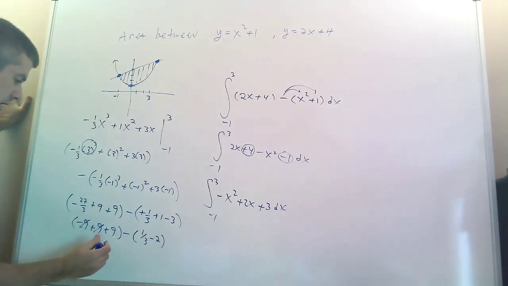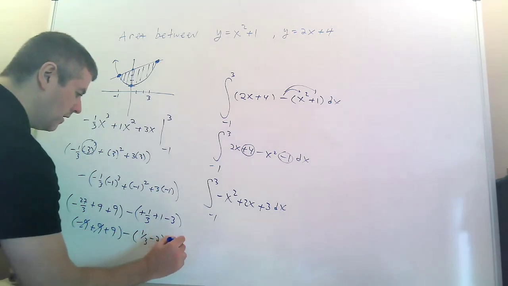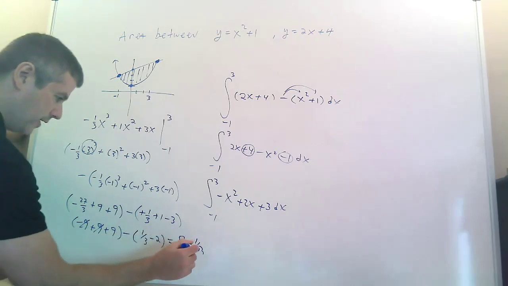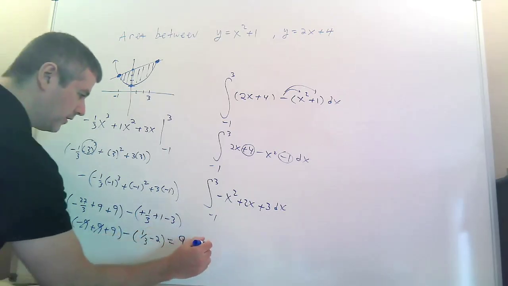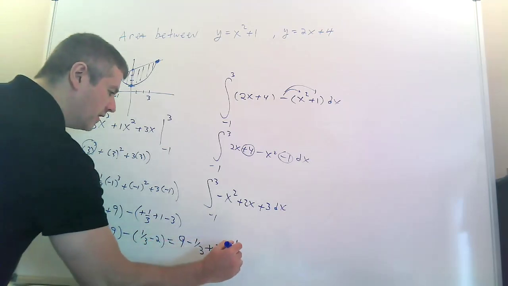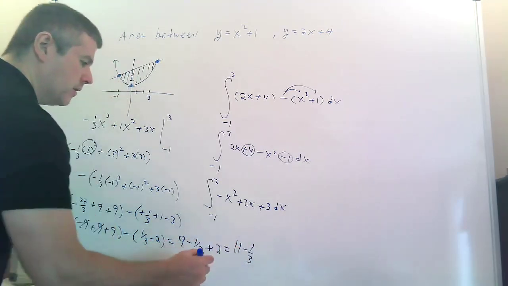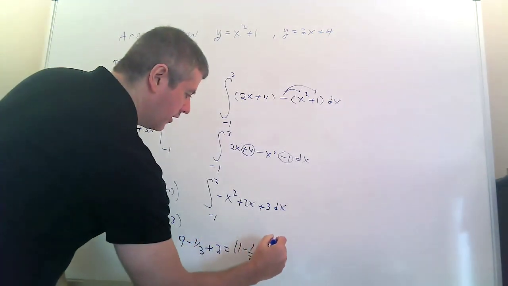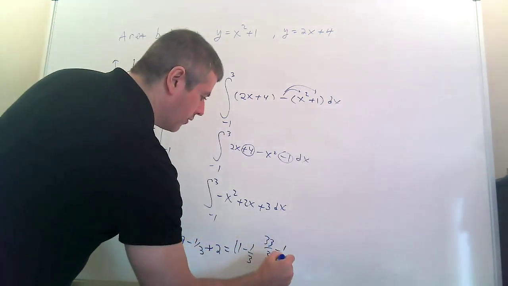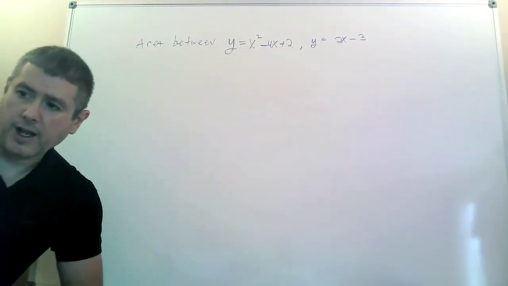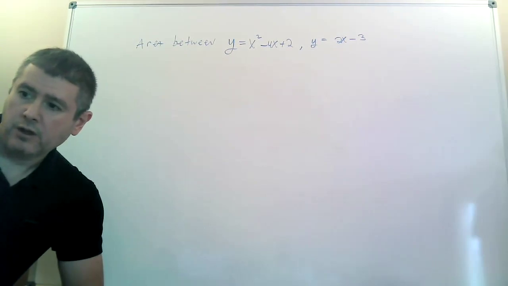Then you have, running out of room, 9, take away a third, and minus and a minus is a plus. So that gives me 9 plus 2, which is 11. Take away a third. So remember, that's 33 over 3 minus 1 over 3, which is 32 over 3. Okay, again, area between the two curves.